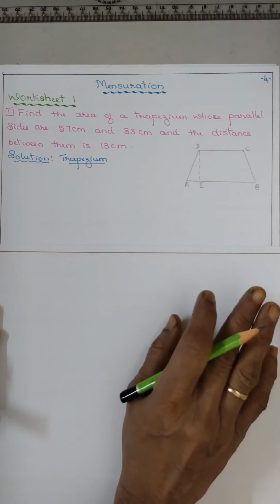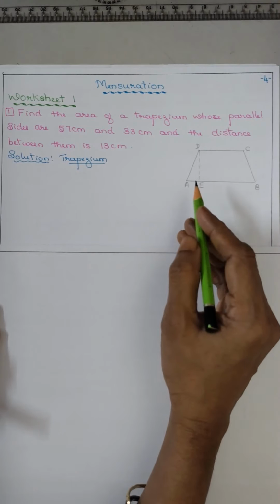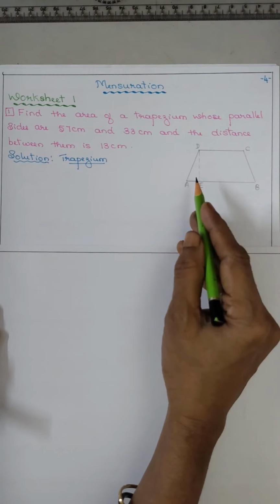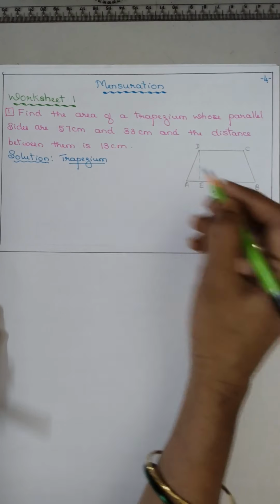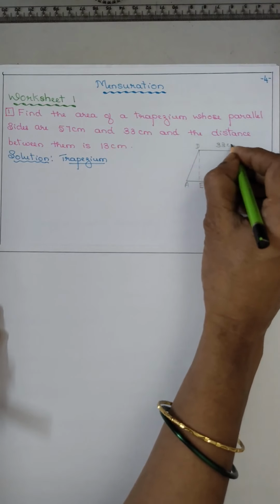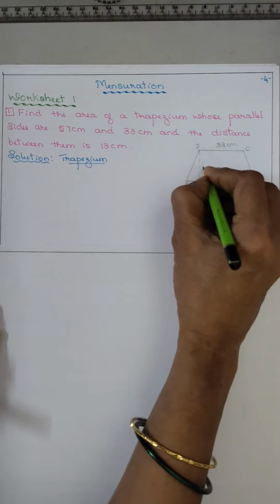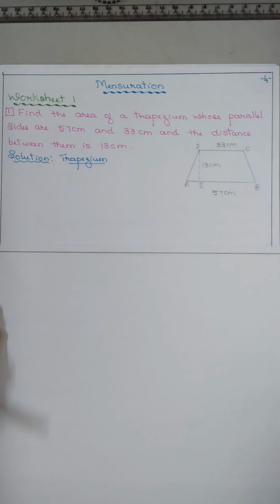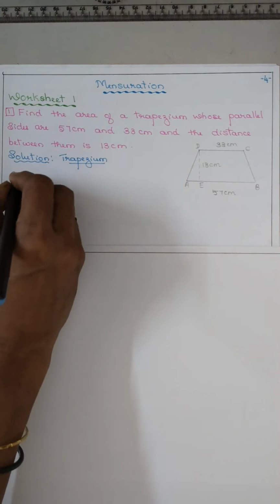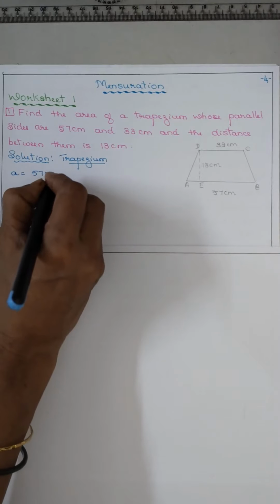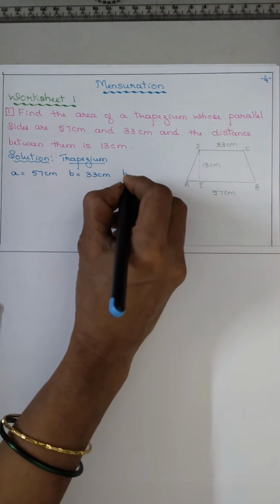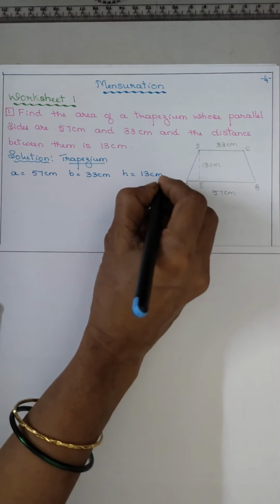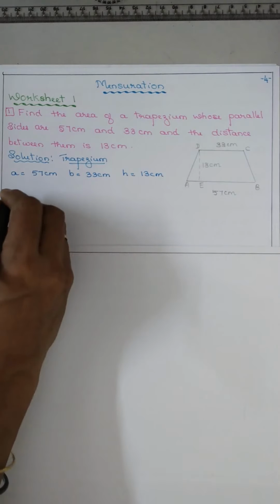So what are all given? The shape is a trapezium. The parallel sides are 57 centimeter and 33. So bigger side you take it as 57 centimeter. The smaller one 33 centimeter. The distance between them, that is height, is equal to 13 centimeter. Now write A is equal to 57 centimeter, B is equal to 33 centimeter and height is equal to 13 centimeter. Area is equal to how much?